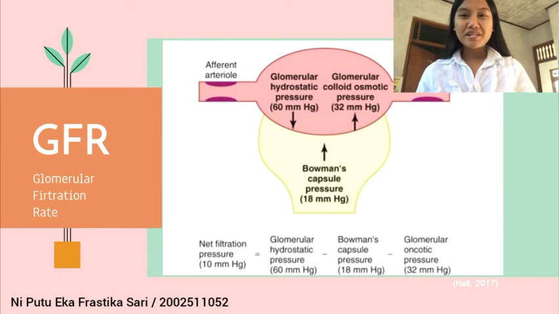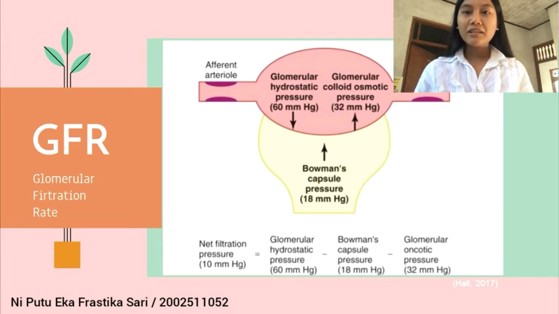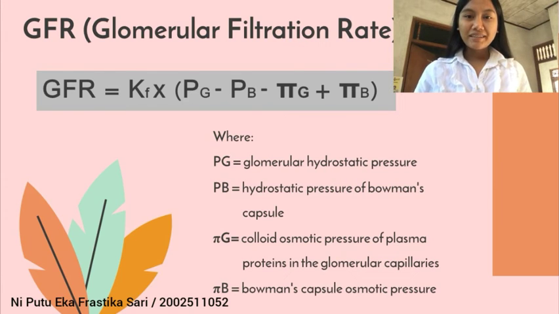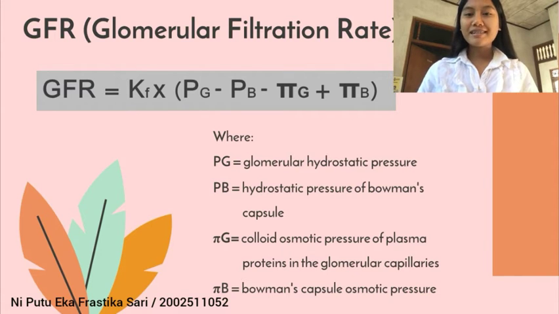Okay, from the illustration it can be seen there are some factors that affect the net filtration pressure and indirectly will also affect the GFR. There are glomerular hydrostatic pressure and Bowman capsule osmotic pressure that will increase the filtration rate, and glomerular colloid osmotic pressure and Bowman capsule hydrostatic pressure that will decrease the filtration rate. So the GFR can also be calculated as follows. GFR is Kf multiplied by Pg minus Pb minus Pg plus Vb.